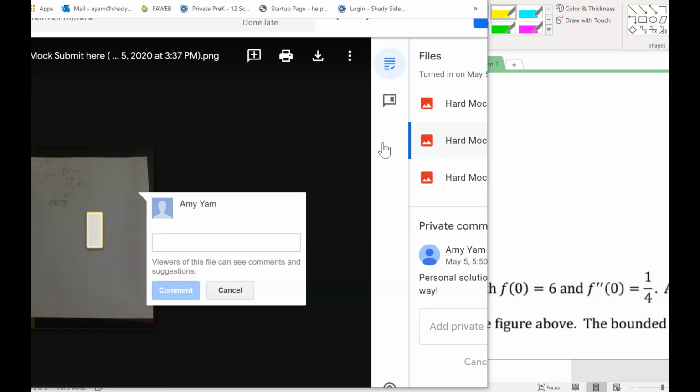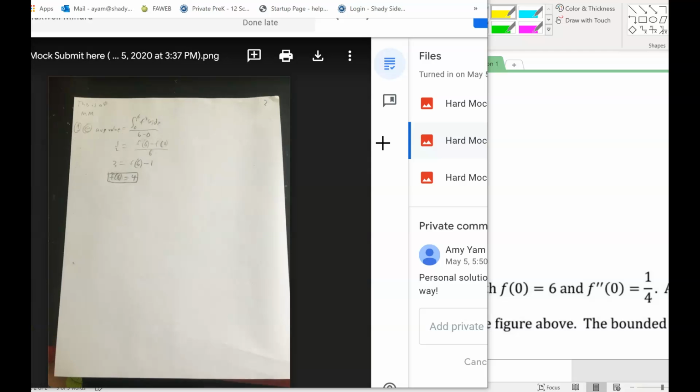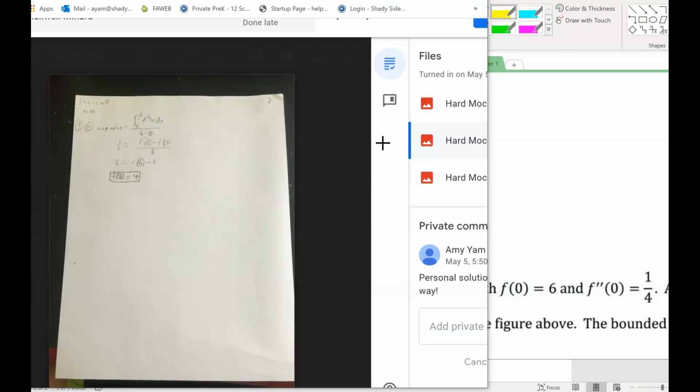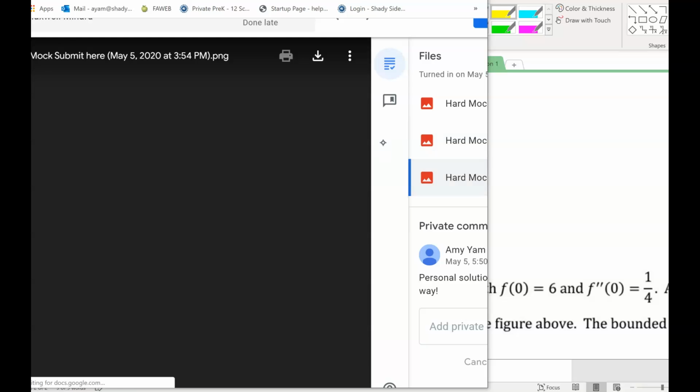Simple. Silly. Whoops, what happened? Goodness. Okay. All this is correct, but look what you did. When you plugged in, f of 0 doesn't equal 1. F of 0, if you look at the chart, equals 6. Problem 2, let's take a look.